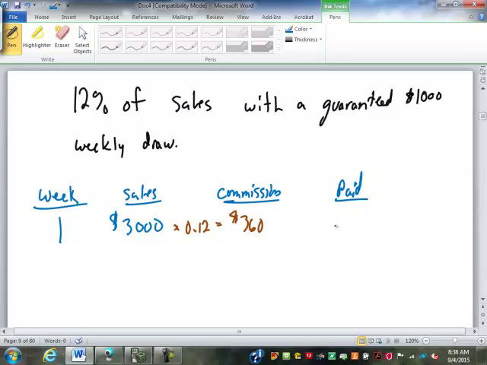What are you going to get paid? $1,000. But here's the problem. You only earned 360. The other 640 is what they call a draw.